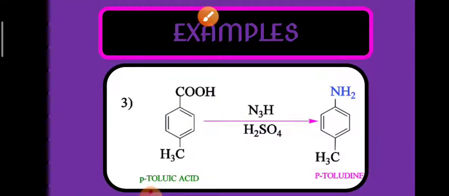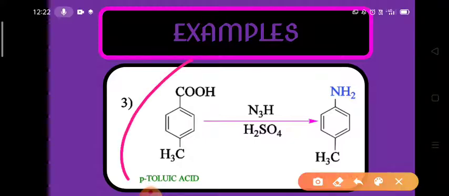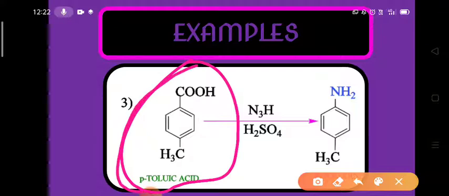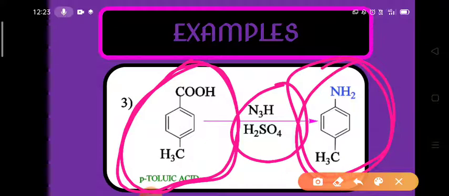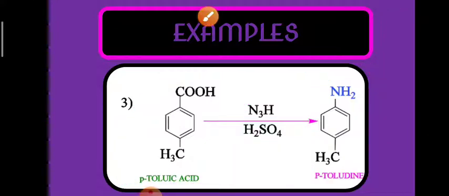And this is the paratoluic acid. If you write CH3 on the benzene ring, we call it as the toluene. And here its name is toluic acid. When toluic acid is treated with the hydrazoic acid in the presence of sulfuric acid, we get the paratoluidine. So like that, we can write the Schmidt products in the Schmidt reaction very easily just by replacing carboxylic acid group with amine. That means NH2 group.